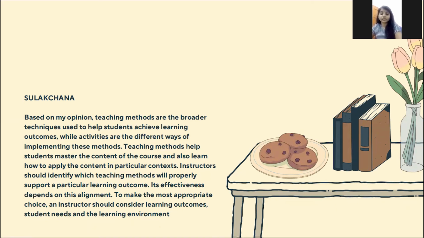So its effectiveness depends on this alignment, and to make the most appropriate choice, an instructor should consider learning outcomes, students' needs, and the learning environment. So those teaching methods should be based on the students' needs and also the learning environment. Yes, that's all from me. So for the conclusion, I would like to pass to Jess.